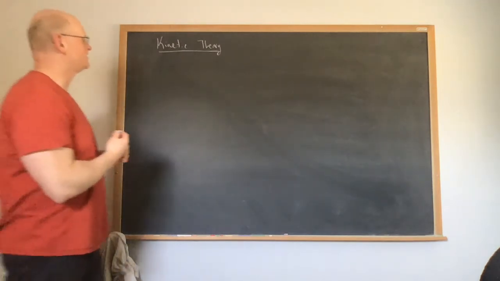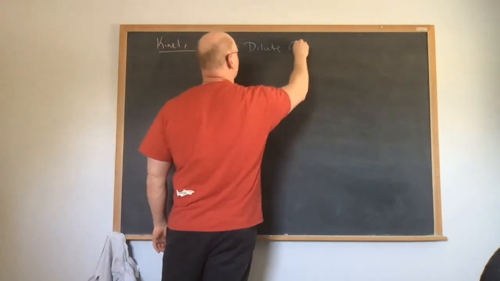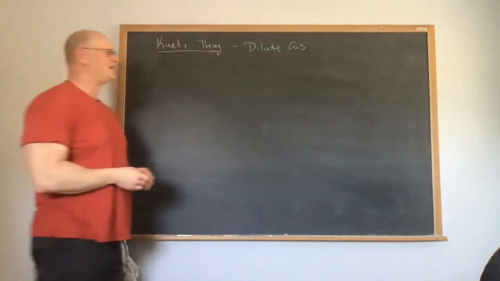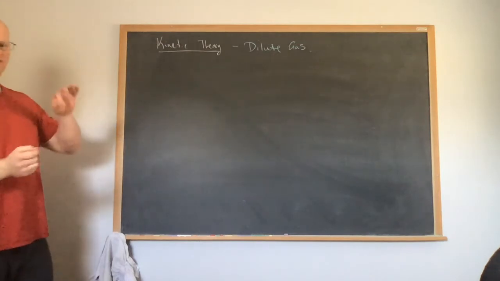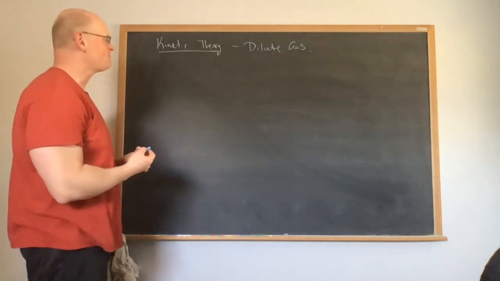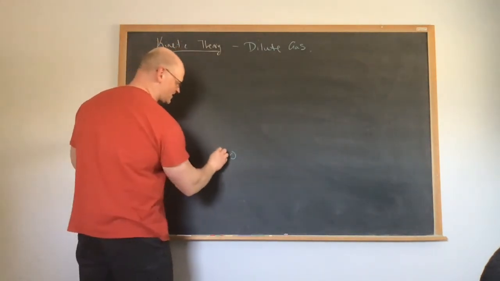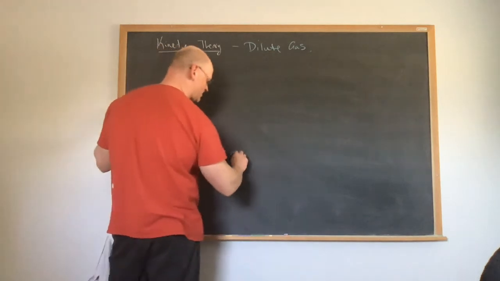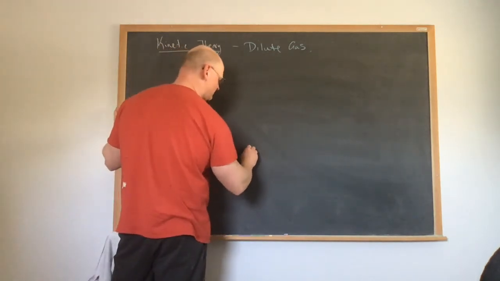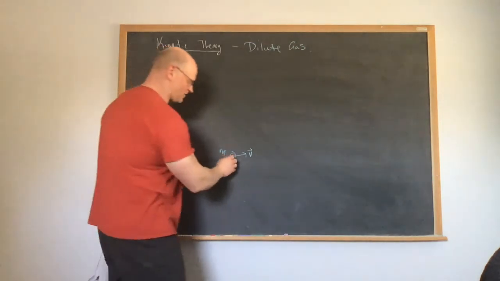The key part here is that we're going to look at a dilute gas, an ideal gas. In this case, we have a large distance between particles, and they're only interacting gravitationally. So let's look at one particle. Say here's my particle. It has a mass of m, and initially it's moving in this direction with some velocity v.